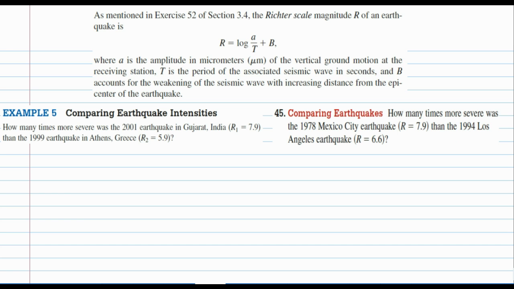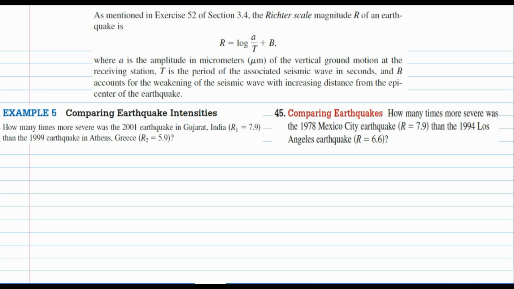Now, example 5 says, how many times more severe was the 2001 earthquake in Gujarat, India, which was a Richter reading of 7.9. We don't really have units for this, 7.9 Richters. I don't know, it's just a Richter scale. So how many times more severe was the 2001 earthquake in Gujarat, India than the 1999 earthquake in Athens, Greece, which was 5.9 on the Richter scale?